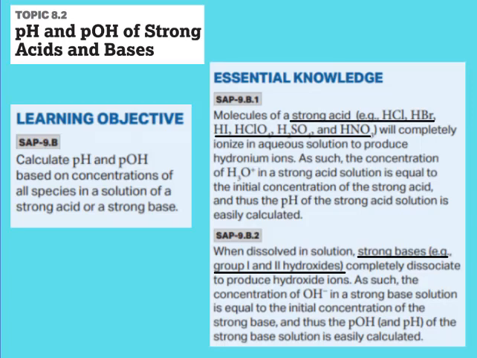So we will need to be able to calculate pH and pOH of strong acids and bases. Your strong acids are those 6 listed there. They completely ionize in water or aqueous solutions to produce hydronium ions. As such, the concentration of hydronium is equal to your concentration of H. Same thing with our strong bases. Our strong bases are going to be group 1A, 2A hydroxides. They also completely dissociate to produce hydroxide.